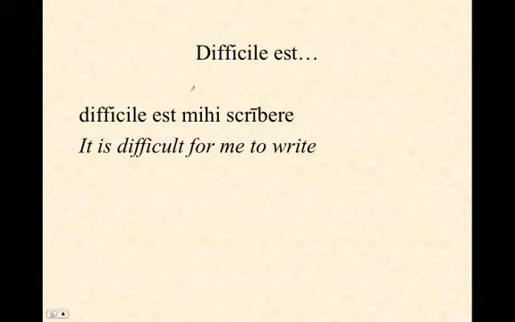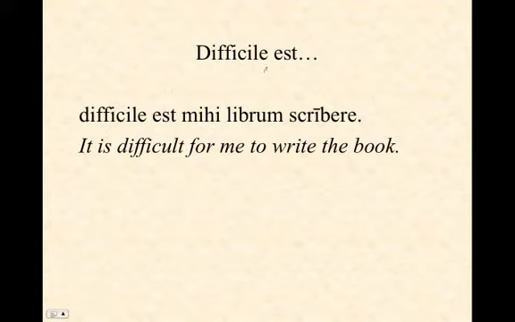Difficile est mihi scribere. Finally, if I want to add a direct object of the thing that it is difficult for me to write, I'm going to put that in the expected accusative case, and I'm going to put it between the dative element and the infinitive. And so finally, difficile est mihi librum scribere. It is difficult for me to write the book.